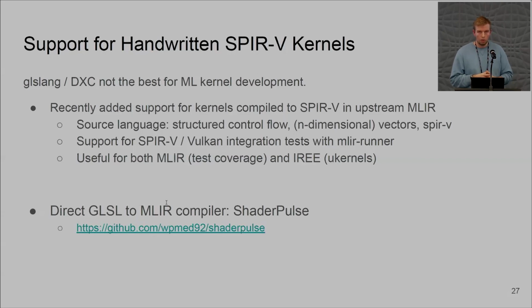And I wanted to advertise that even though my talk is focused on IREE and the IREE compiler, because of the SPIR-V support in MLIR, you can build other compilers that target SPIR-V. So for example, there's a GLSL compiler that goes directly to MLIR without using any kind of Clang-like front end.